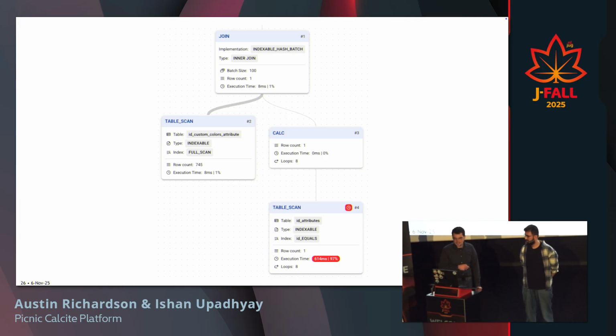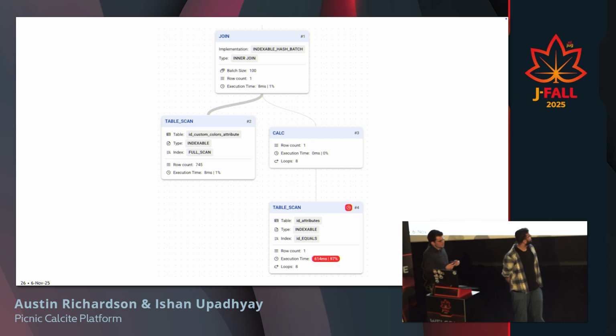So here we have a very simple query. I have some table on the left. I'm going to scan that table, and then I'm going to join it with some other table on the right. And as Ishan mentioned, since we're using this ID equals index here, I need some way to grab IDs from the other table, this one over here, and feed them into this. And since this is batch-based, the question becomes, what batch size do I use?